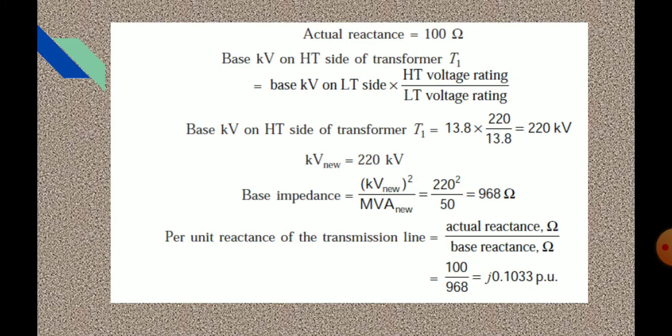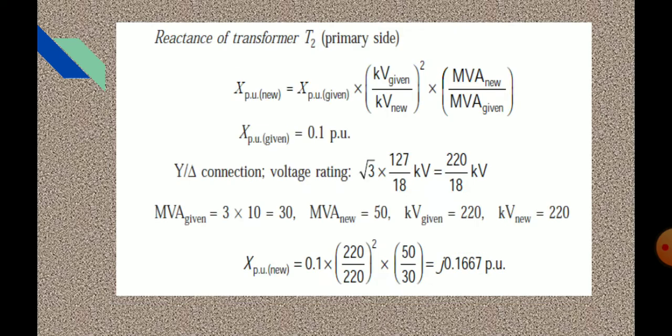Then the base kilovolt for the transformer we have to fix using the formula: base kilovolt on the low transformer side is the base on the high side times the high transformer voltage rating divided by the low transformer voltage rating. We fix the value and get 220 kilovolt. Next, the base impedance formula we know. After calculating this, we substitute in the reactance of the transmission line. Then for transformer 2 primary side, this is a star delta connection, so the voltage rating we must multiply by root 3. After multiplying it, we substitute in the formula and get the value.